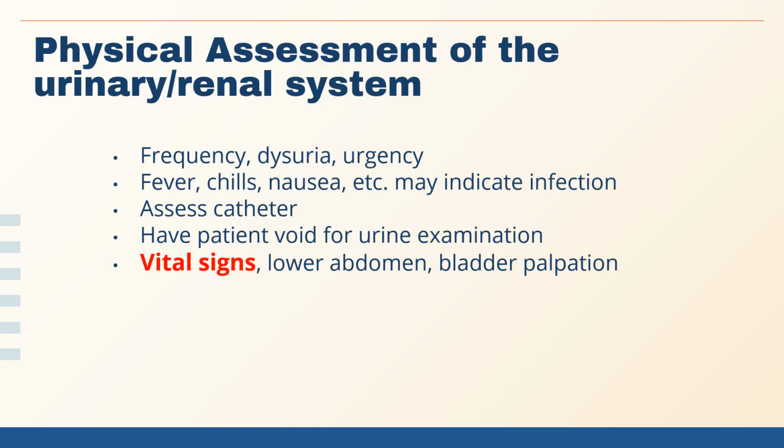Physical assessment of the urinary and renal system. Assess the patient for frequency, dysuria, or urgency. Assess the patient for fever, chills, nausea, anything that may indicate an infection. If they have a catheter, assess the catheter. Look for redness or discharge at the insertion site or cloudy urine in the urine container.